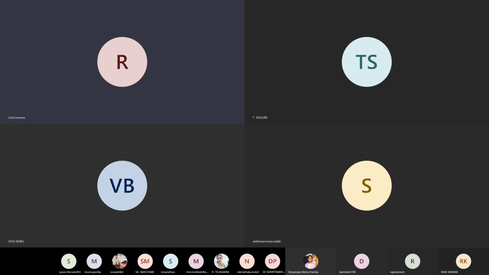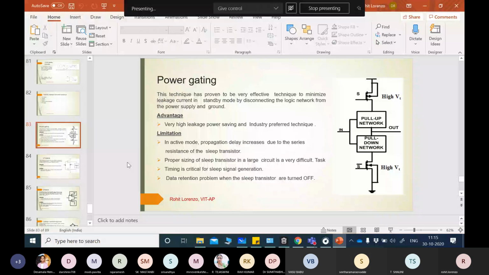Sir, have you shared the screen? Yes, I have shared the screen. But it's not visible, sir. The screen is not visible. I have shared the screen, but why is it not coming? Once again, I'll share. Yes, I have shared. Check whether it comes or not. Okay, sir. Yes, sir, now it's coming.